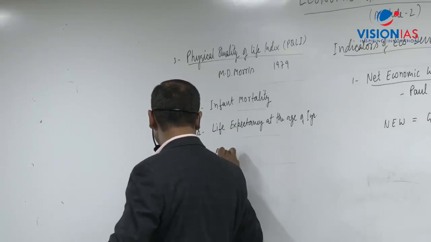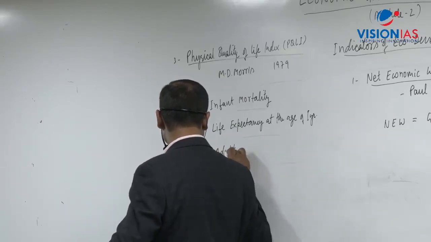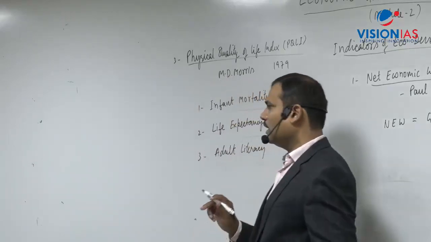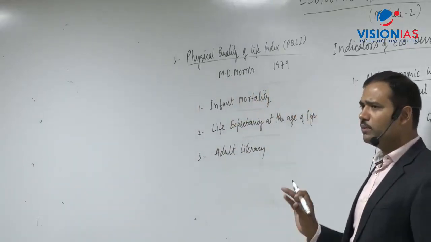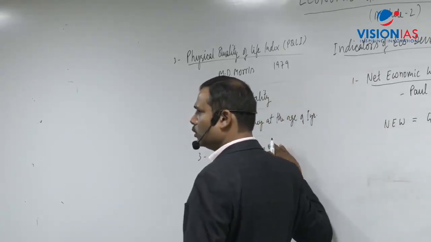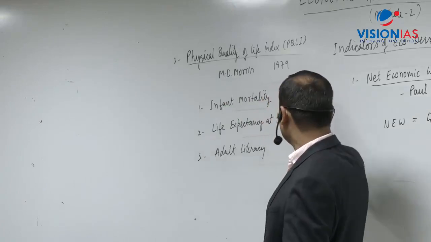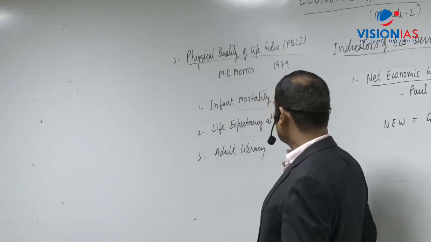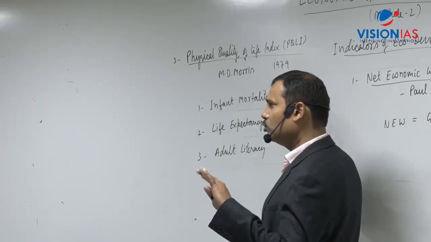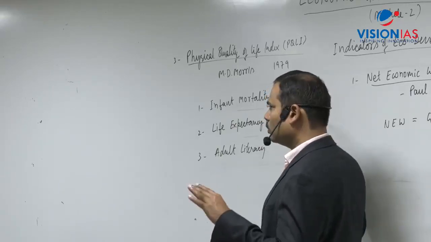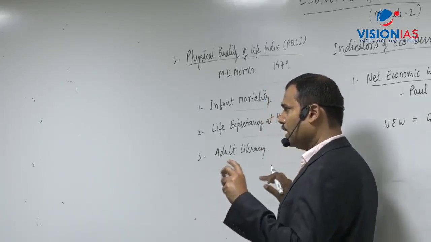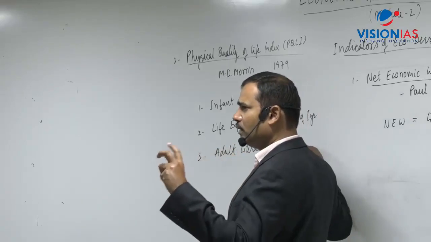One is adult literacy. What percentage of adults are literate? Literacy is also a basic amenity. So he estimated on the basis of these three parameters. He gave a value between 0 and 100 to each index. If infant mortality is high, the level of development should be low and the value should be low. If life expectancy is high, the value is high, and the average of the three gives the PQLI value. The country having the highest PQLI value should have the highest level of development.